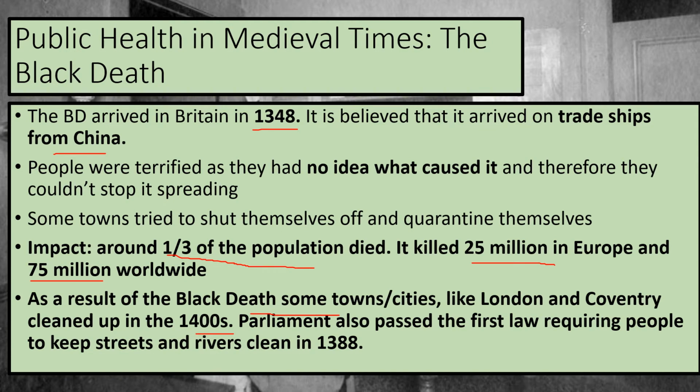We get the first ever laws trying to actually require people to keep towns and streets clean. For instance, in 1388, Parliament passed a law requiring people to keep streets and rivers clean, and that was as a result of the Black Death and the tiny mini outbreaks that followed the first original one after the Black Death went away temporarily. So this had a massive outbreak in 1348, but don't think it just completely disappeared. There were smaller outbreaks over time.